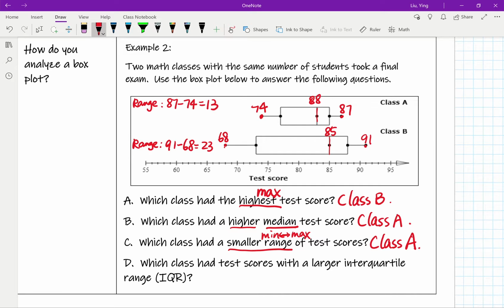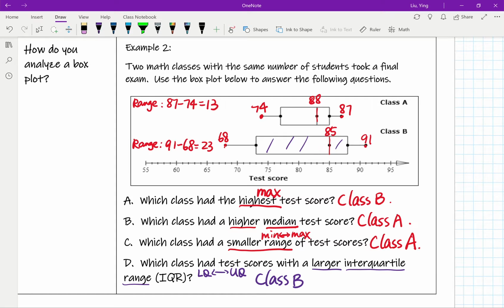Now for the interquartile range. It is the distance between the two ends of the box, that is, the distance between the lower quartile and the upper quartile. You just subtract those two numbers. Visually, if we're looking for a larger interquartile range, or IQR, then we're looking for a longer box. We can see that the box for class B is longer.